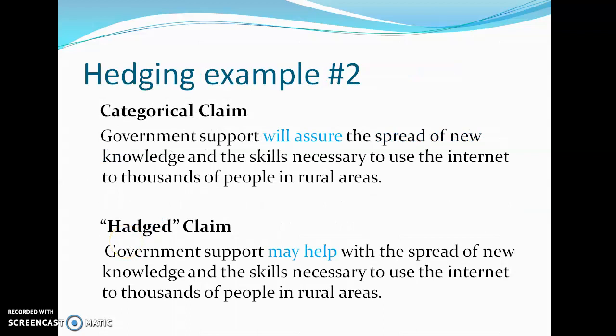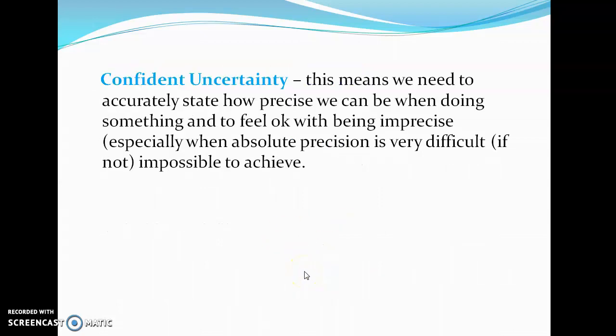So the next one is: government support will assure. This means totally assure, not any objection. But if you use the hedged claim that government support may help with the spread of new language, it's more softened. While expressing the writer's opinion, he or she is also considering others' opinions, that they may have an equally valid opinion about this topic. Therefore, the writer is using "may help," or in other words, using vague language.